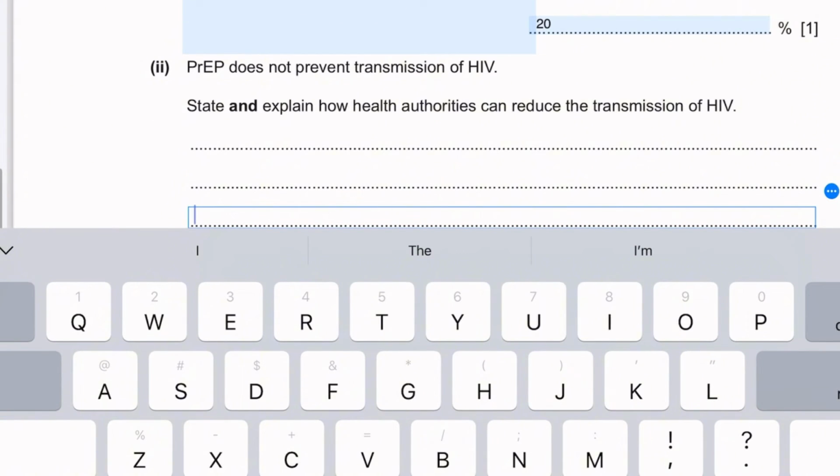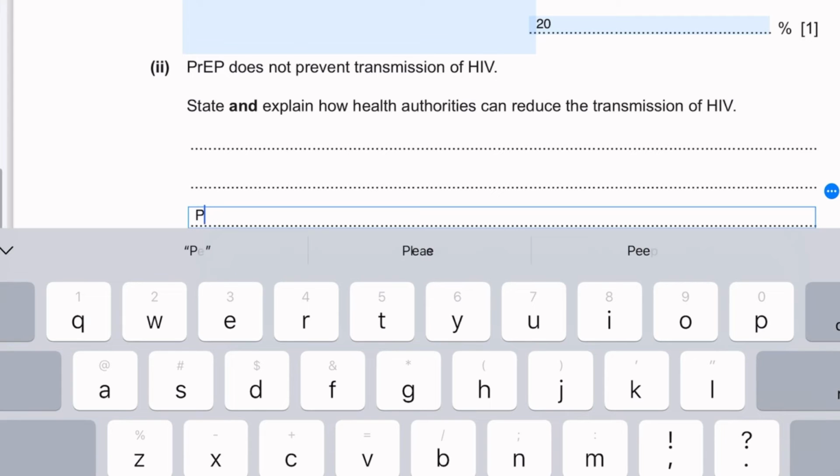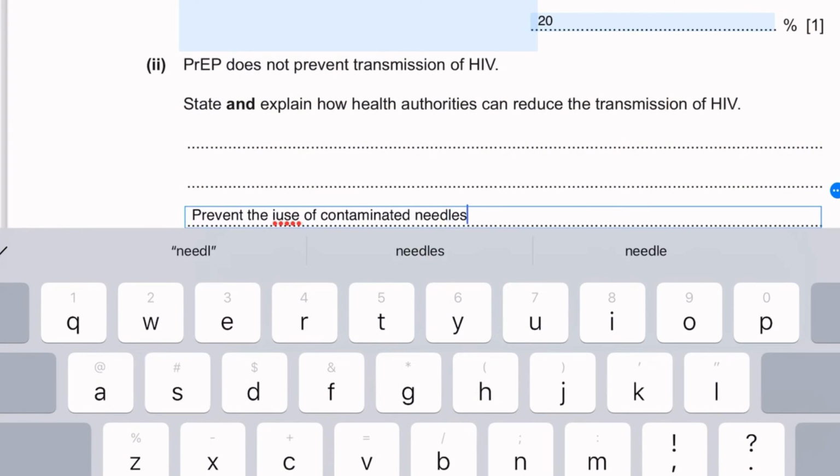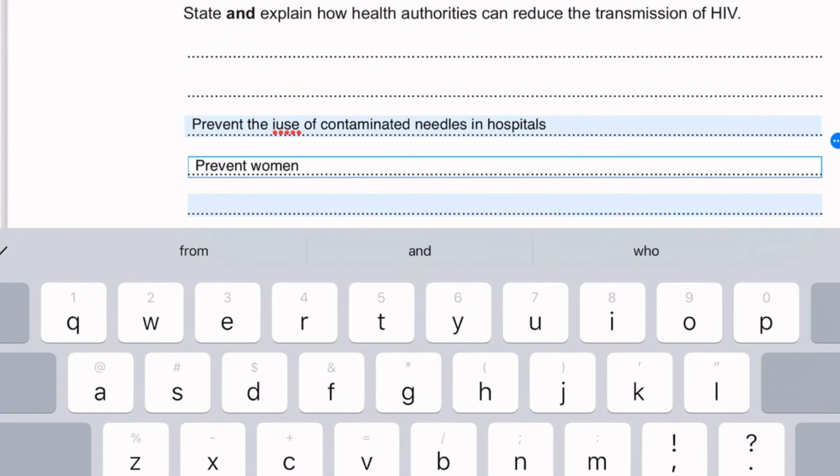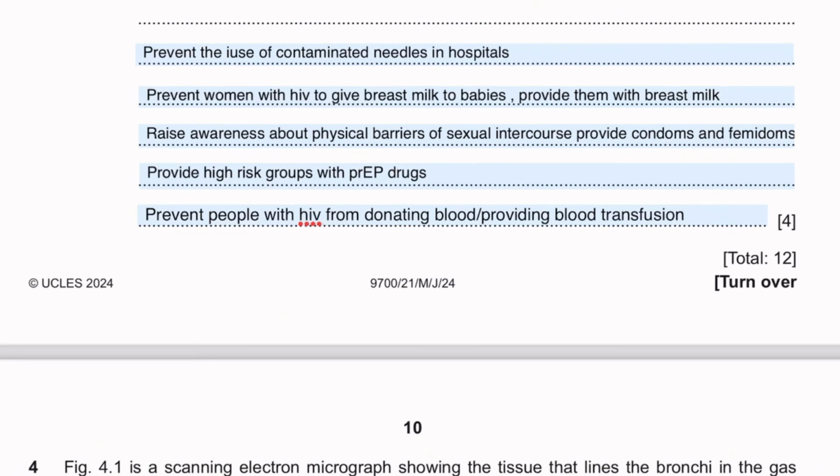So first, as we mentioned, prevent hospitals from reusing needles. Now I'm going to write these down quickly. Aside from that, I also added prevent people with HIV from donating blood, because again, people who have HIV shouldn't give out any of their blood.